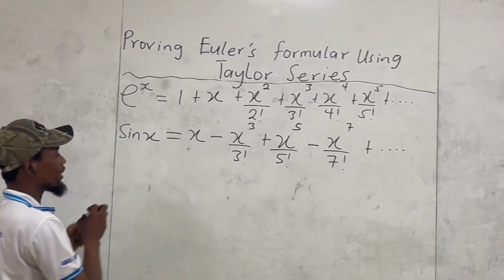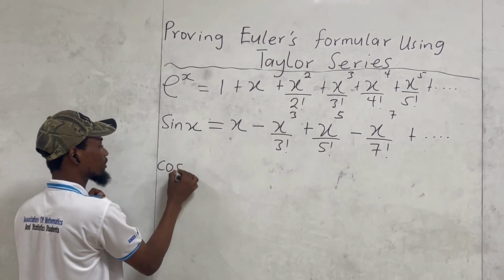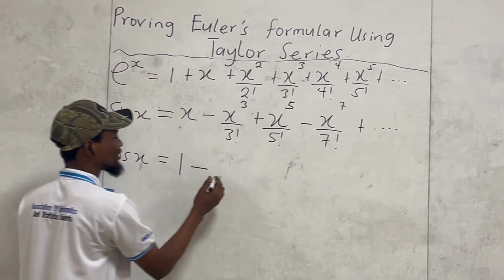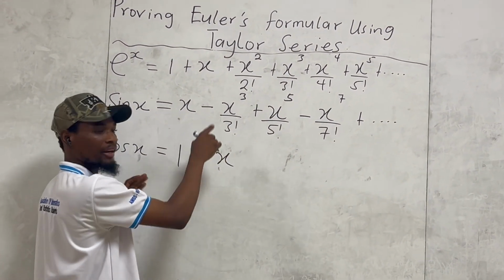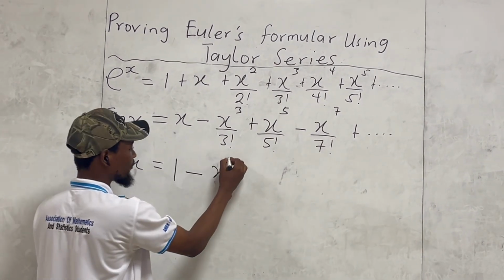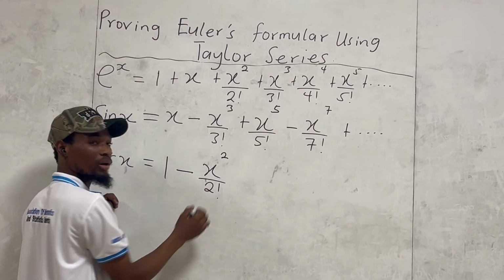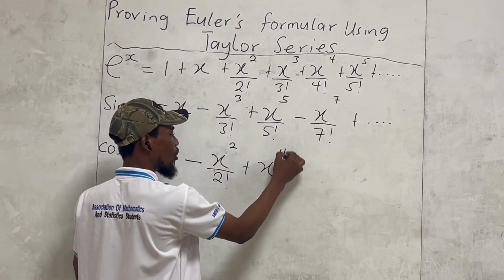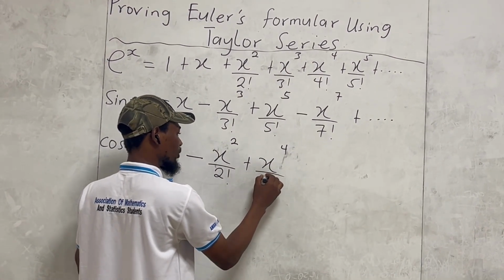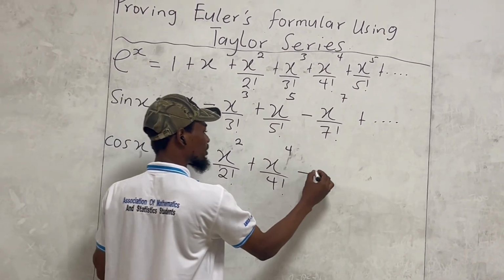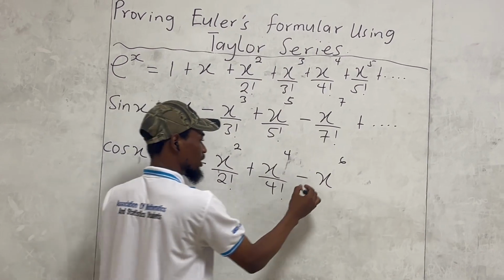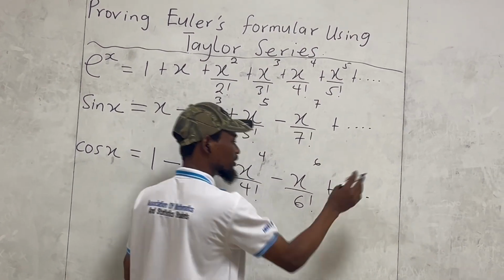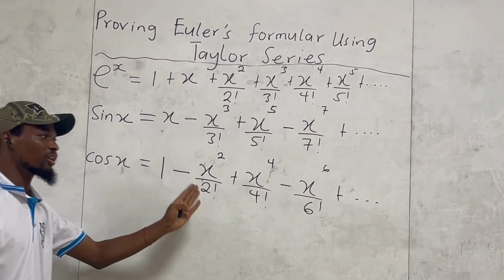The Taylor series expansion for cos x is 1, then minus x to the power 2 over 2 factorial. This is negative, since we begin with positive, then plus x to the power 4 over 4 factorial, then minus x to the power 6 over 6 factorial. It goes that way, with an indefinite number of terms.